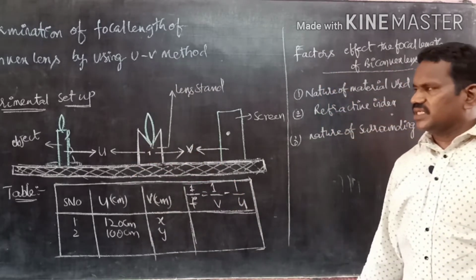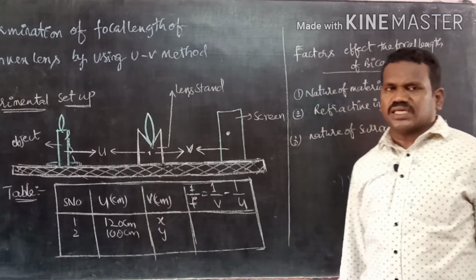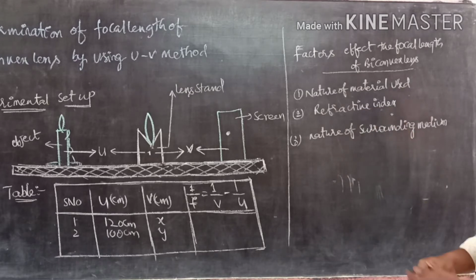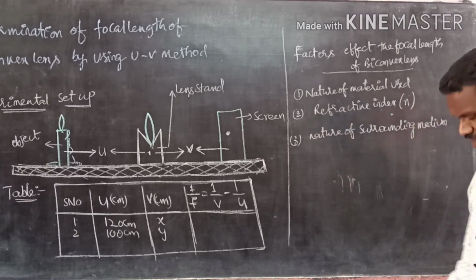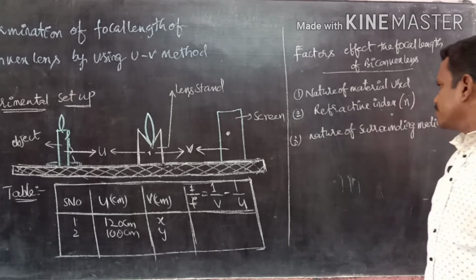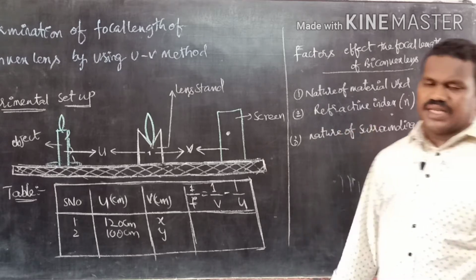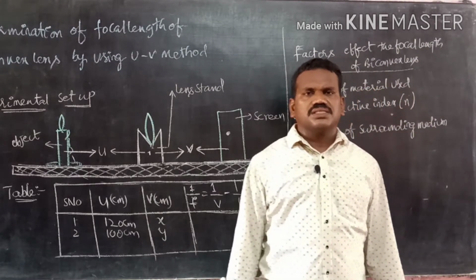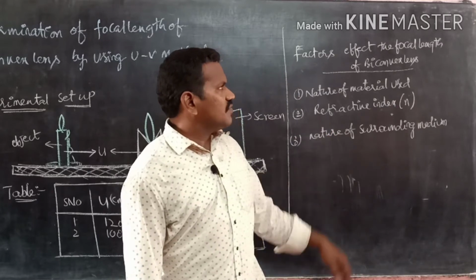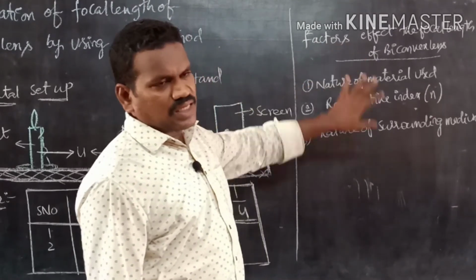As the object distance changes, the focal length is always constant. The focal length of a given lens is always constant. It does not depend on some factors. The factor it depends on is the refractive index, which we already know is represented by the letter n. This refractive index depends upon the nature of the material of the lens. And one more factor is the nature of the surrounding medium. As the surrounding medium changes and the refractive index changes, automatically the focal length also changes. So these three are the factors that affect the focal length of a given convex lens.